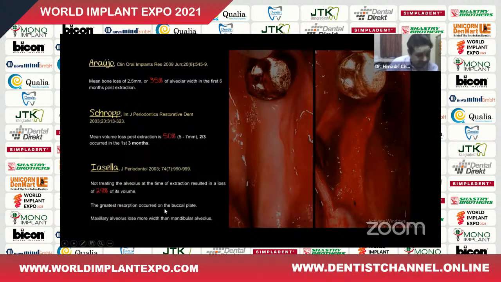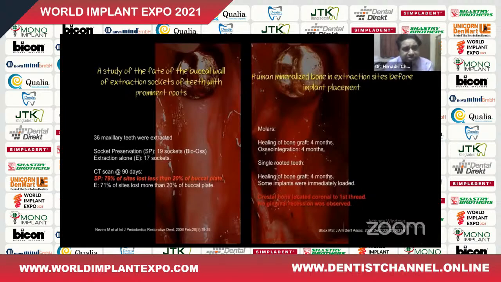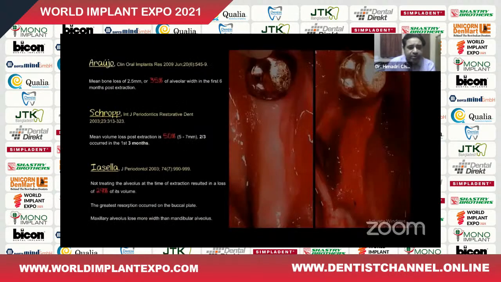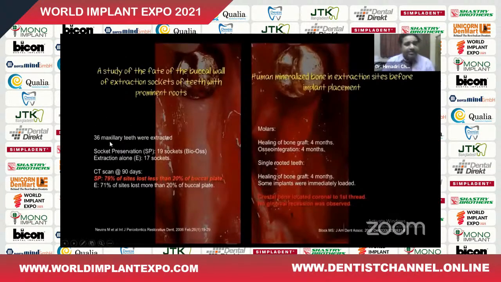The aggressive resorption occurred in the buccal plate, because I told you that the palatal or lingual side gets enough nutrition, but the buccal plate is away from the nutrition, so it collapses. And maxillary alveolar loss is more than the mandibular alveolar loss. So in the maxilla, especially in the aesthetic zone, there is a huge loss. Let's see a study of the fate of the buccal wall of the extraction socket of teeth with prominent roots. We examined 36 maxillary teeth, and in the 90-day CT scan, 79% of the sites lost less than 20% of the buccal plate, and 71% of sites lost more than 20% of the buccal plate. So buccal plate loss is very significant. This is a study by Maron Nevins.